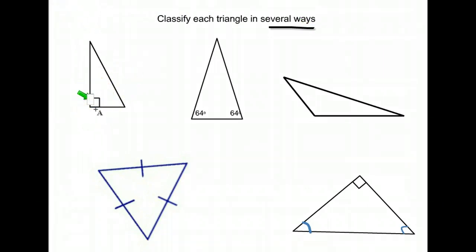So if we look at this triangle here, the first thing I notice is I have a right angle marked here. So that makes it a right triangle. Okay, so by angles, this is a right triangle. The other thing I notice about that triangle is none of the sides are marked the same length. What type of triangle has no sides the same length? That is scalene. So this is a right scalene triangle. It's both a right triangle because it has a right angle and scalene because none of the sides are the same length.